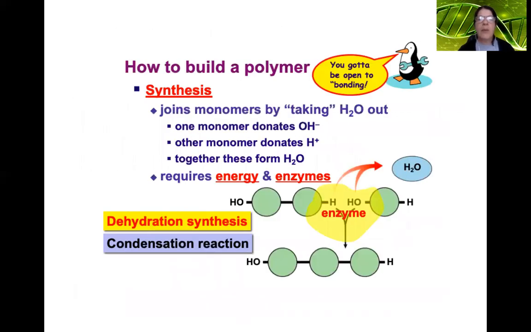So how do we build polymers? Well, the Greek word for synthesis means putting things together, and it is called dehydration synthesis or condensation reaction. The 2 terms mean the same thing. You build the polymer by taking water out. One of the monomers will donate a hydroxyl group. The other monomer is going to donate a hydrogen ion, and together they will form water. This, of course, requires energy and enzymes.